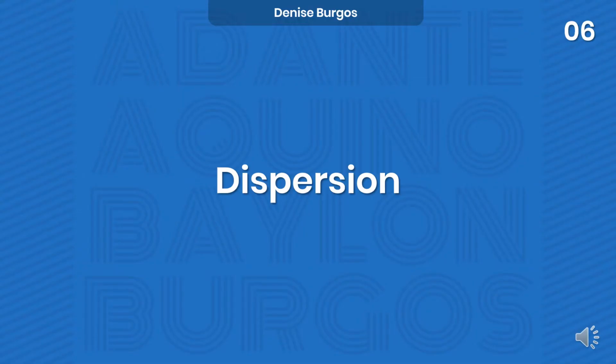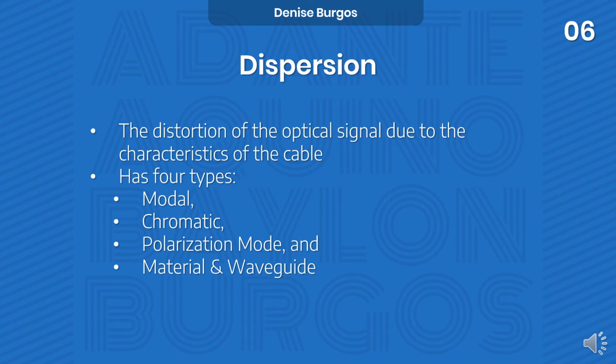Now, we are going to talk about dispersion. Dispersion is one of the losses in fiber optic cables. Dispersion is the distortion of the optical signal due to the characteristics of the cable. It has four types. First is the modal, next chromatic, next is the polarization mode, and the material and waveguide. This phenomenon is due to the fact that the speed of light depends on its wavelength and propagation mode. In case of traveling long distances, slight differences in speed accumulate.